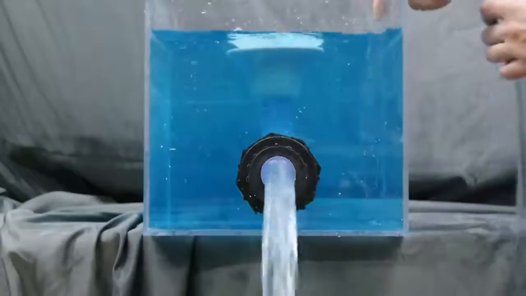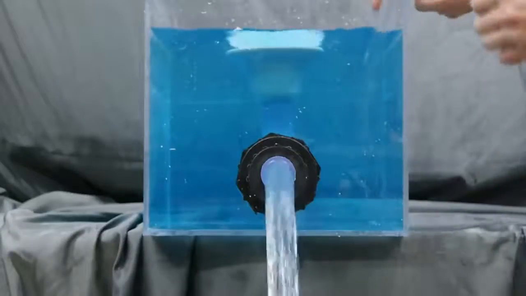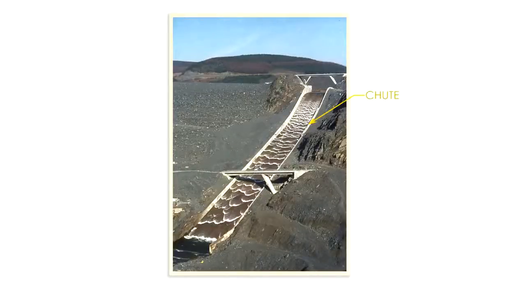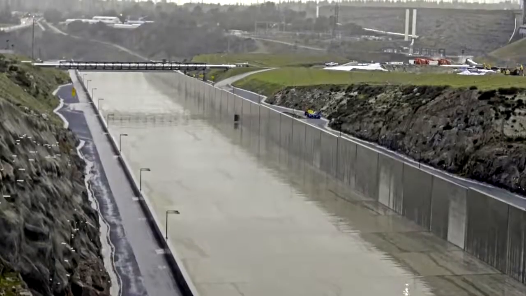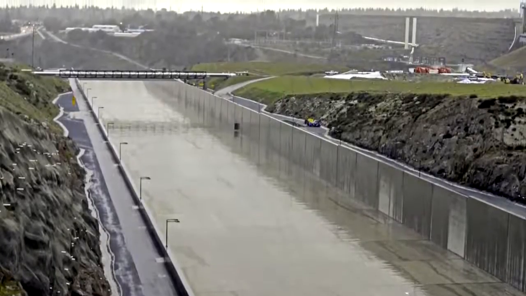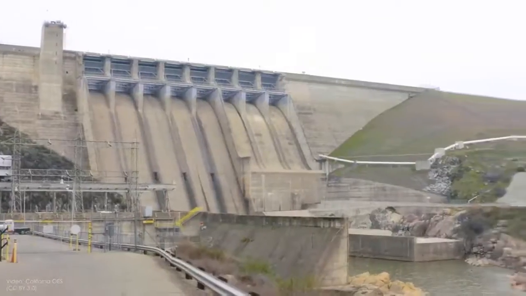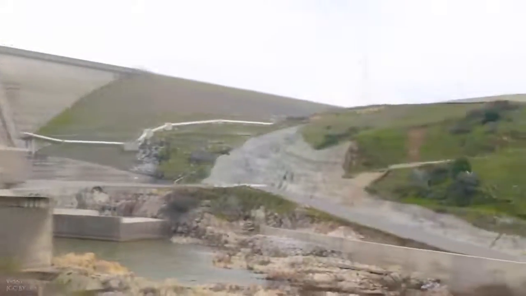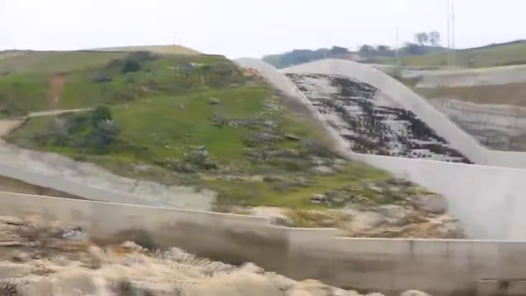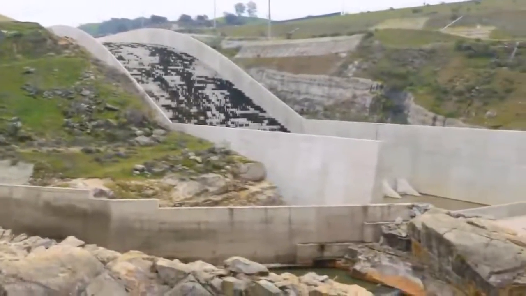Sometimes it's a pipe or a conduit, like in my model drop shaft spillway, and for open channel spillways, it's called a chute. A chute also needs training walls on the sides to keep the flow contained. Both spillway conduits and chutes are often made of concrete because it's one of the only materials strong enough to resist the damaging forces of the high velocity flow.